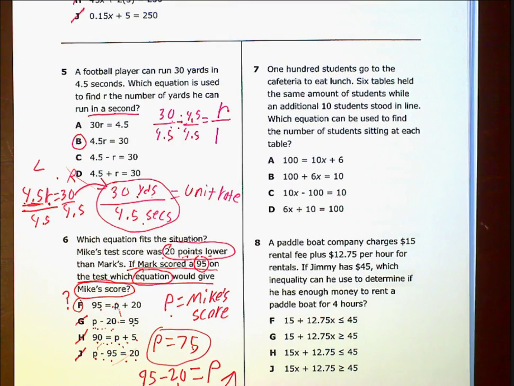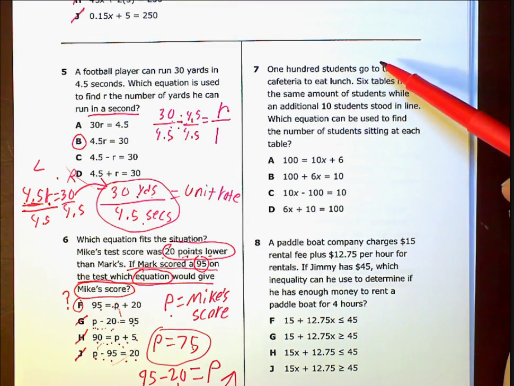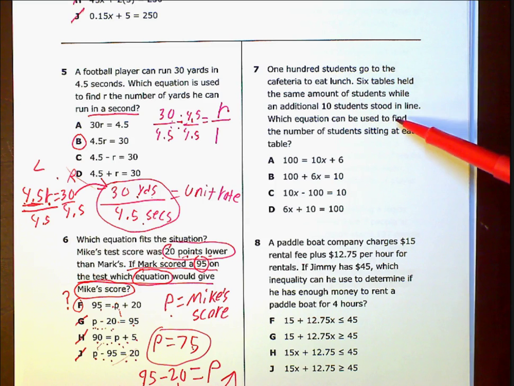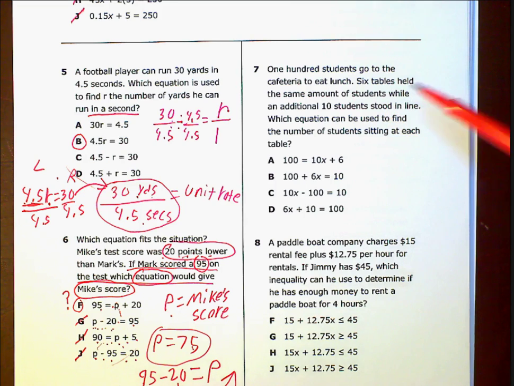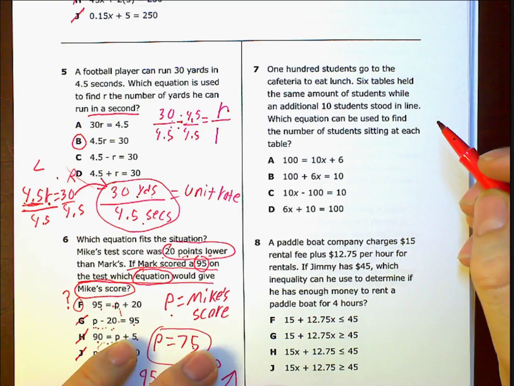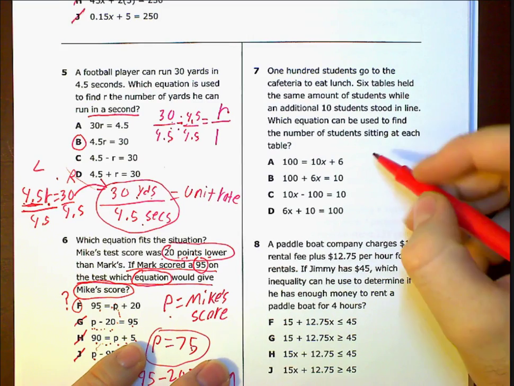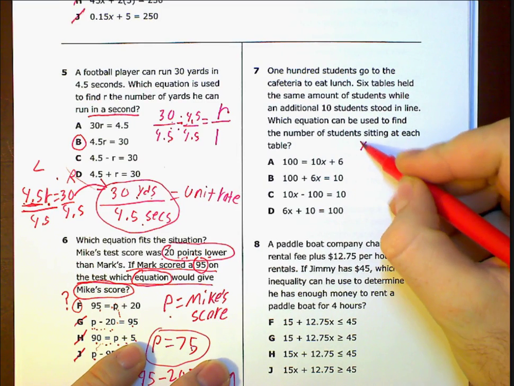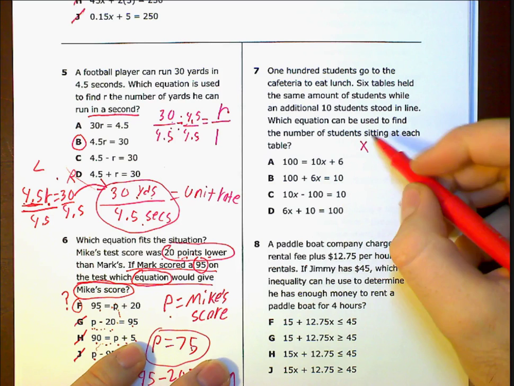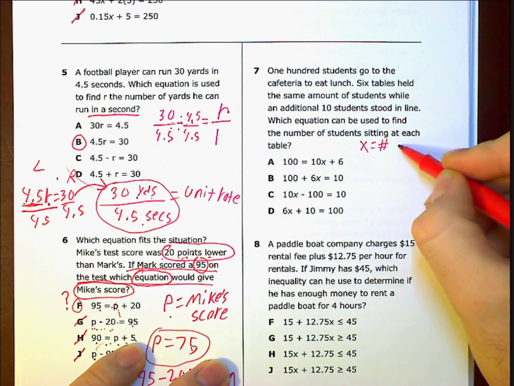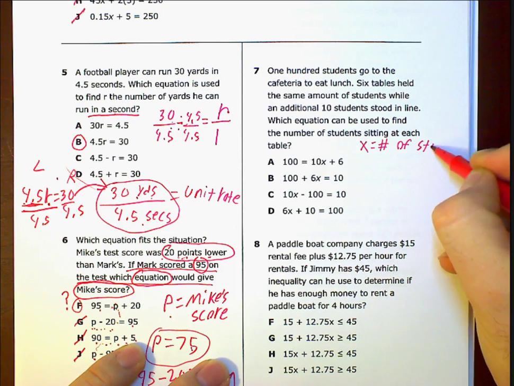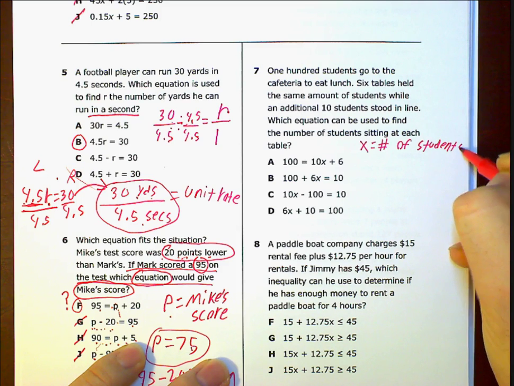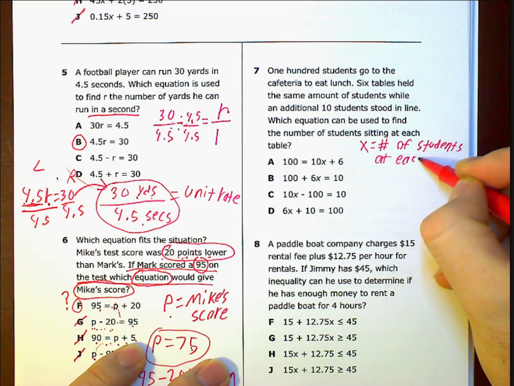Alright, number 7. 100 students go to the cafeteria to eat lunch. 6 tables held the same amount of students while an additional 10 students stood in line. Which equation can be used to find the number of students sitting at each table? So step 1 would be assigning our variable a meaning. So we're going to find x, because they use x in the answers. x equals number of students at each table.